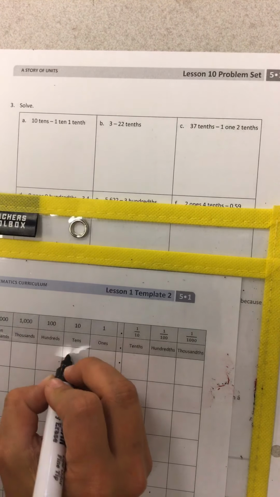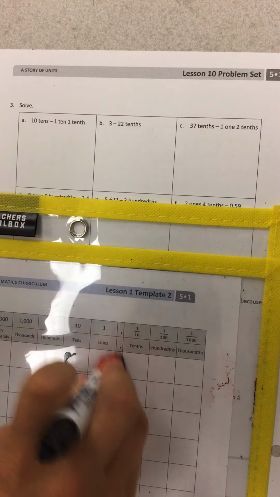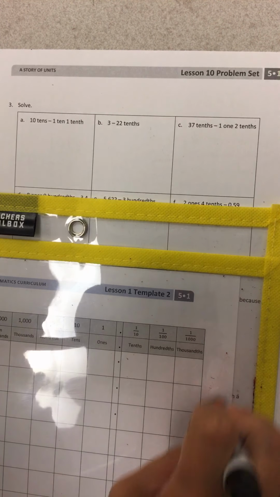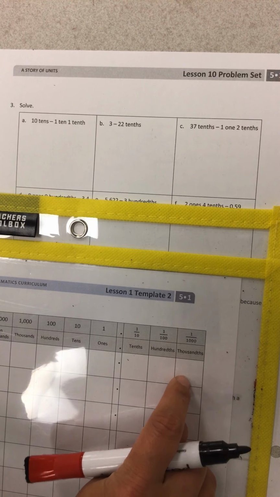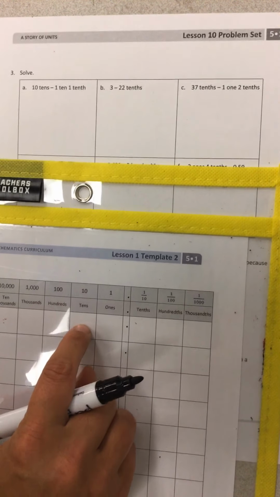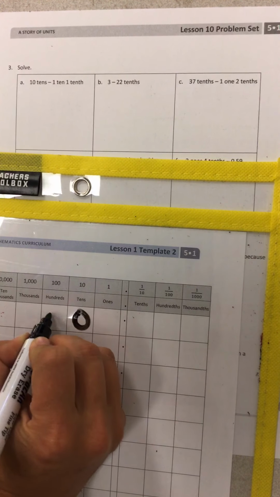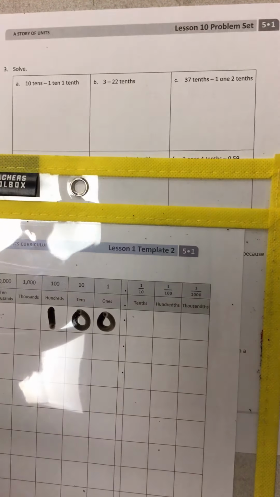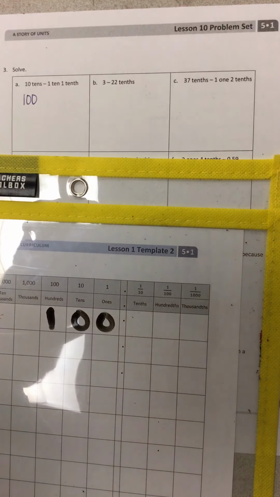10 tens. If I had 10 tens, am I allowed to do that? No, I'm not. One digit has to be in each column. So if I have 10 tens, the rule still applies, like over here: whatever my number ends on, that's the column the last number is going to be. So 10 tens is going to be a 0 here and a 1. So 10 tens is actually going to be 100. So I'm going to write 100.